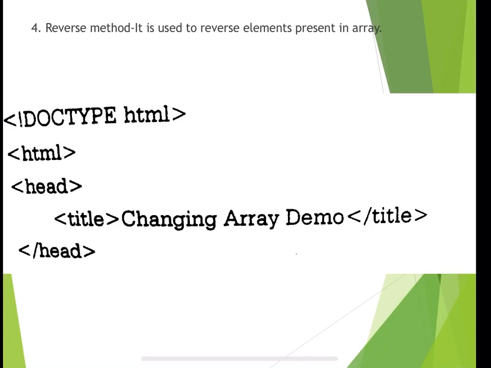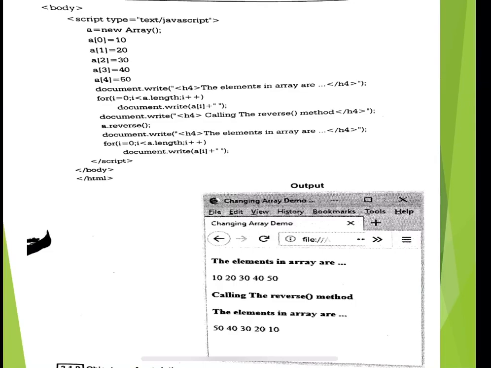So let us see the code. Doctype HTML, HTML tag, head tag, then the title tag, "changing array demo", close the title tag, close the head tag. Open body tag, open the script tag. So declare a new array where a is equal to new Array.